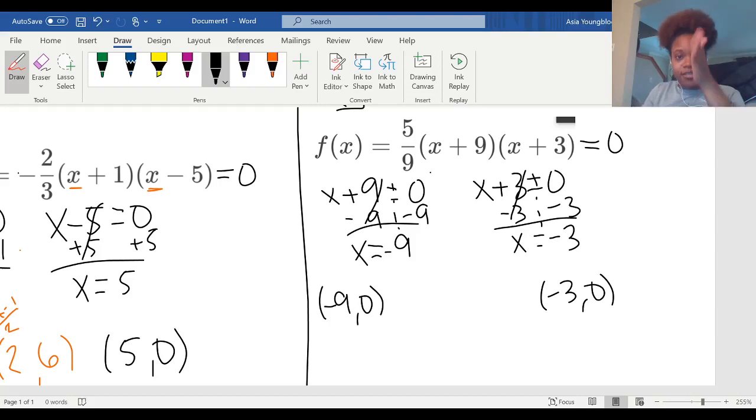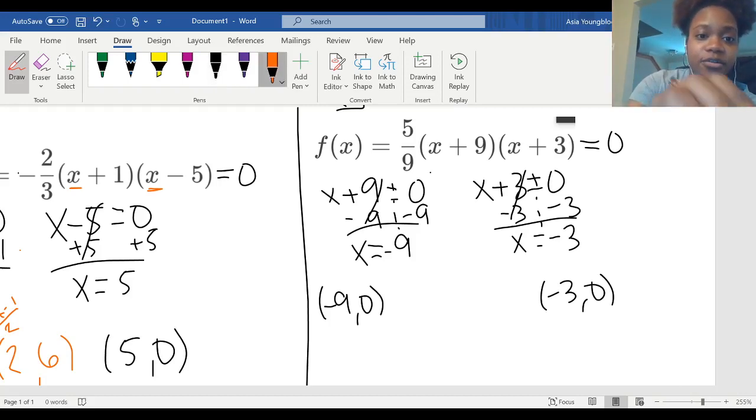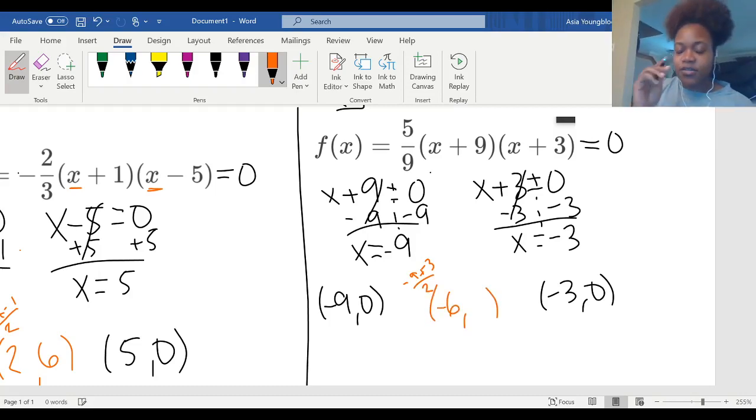To find the vertex, the point in the middle, to find that x value, we have to think about what number is right in the middle of negative 9 and negative 3. So in my head, I'm going to quickly do negative 9 plus negative 3 divided by 2, which gets me negative 6. Again, you could also visualize that. So negative 6 is 3 away from negative 9 and 3 away from negative 3.